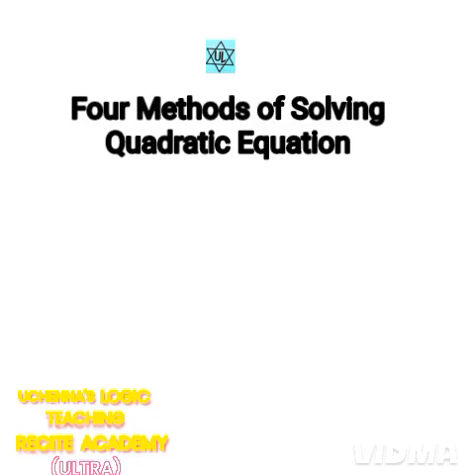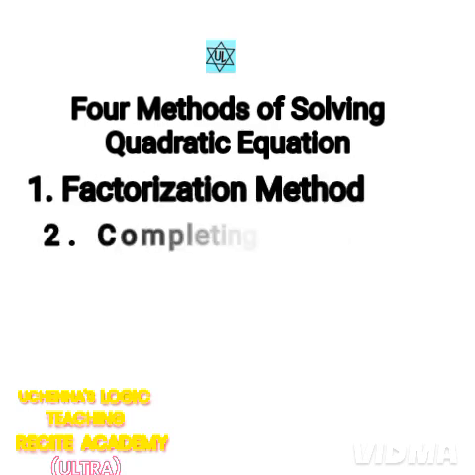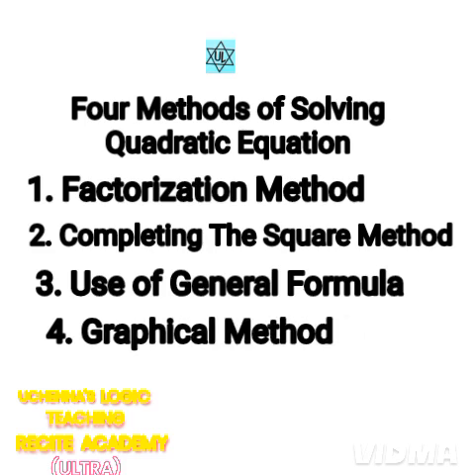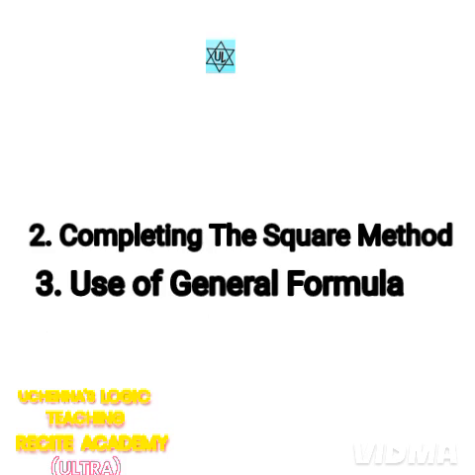We have 4 methods of solving quadratic equations. The first one is the factorization method, the second one is the completing the square method, the third one is the use of the general formula, and the fourth one is the graphical method. Now that we already know all 4 methods, we are going to pick one, which is the factorization method.